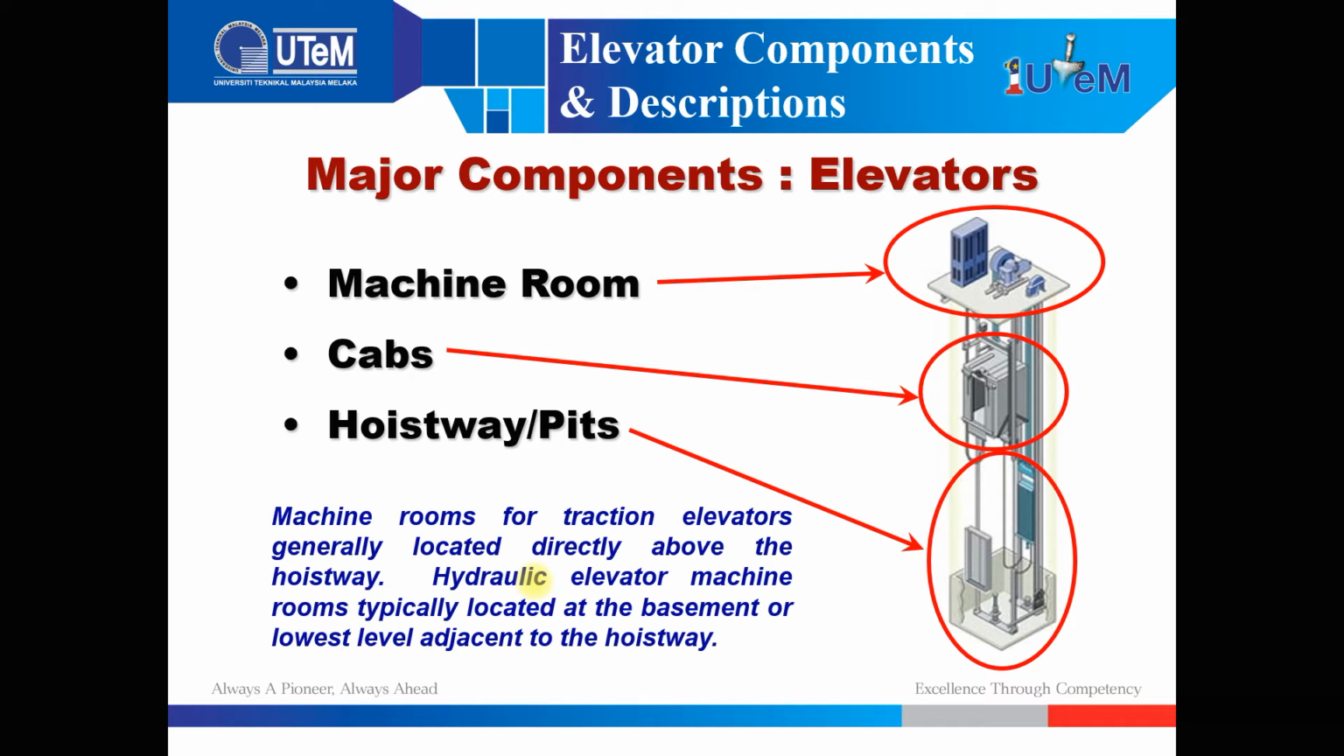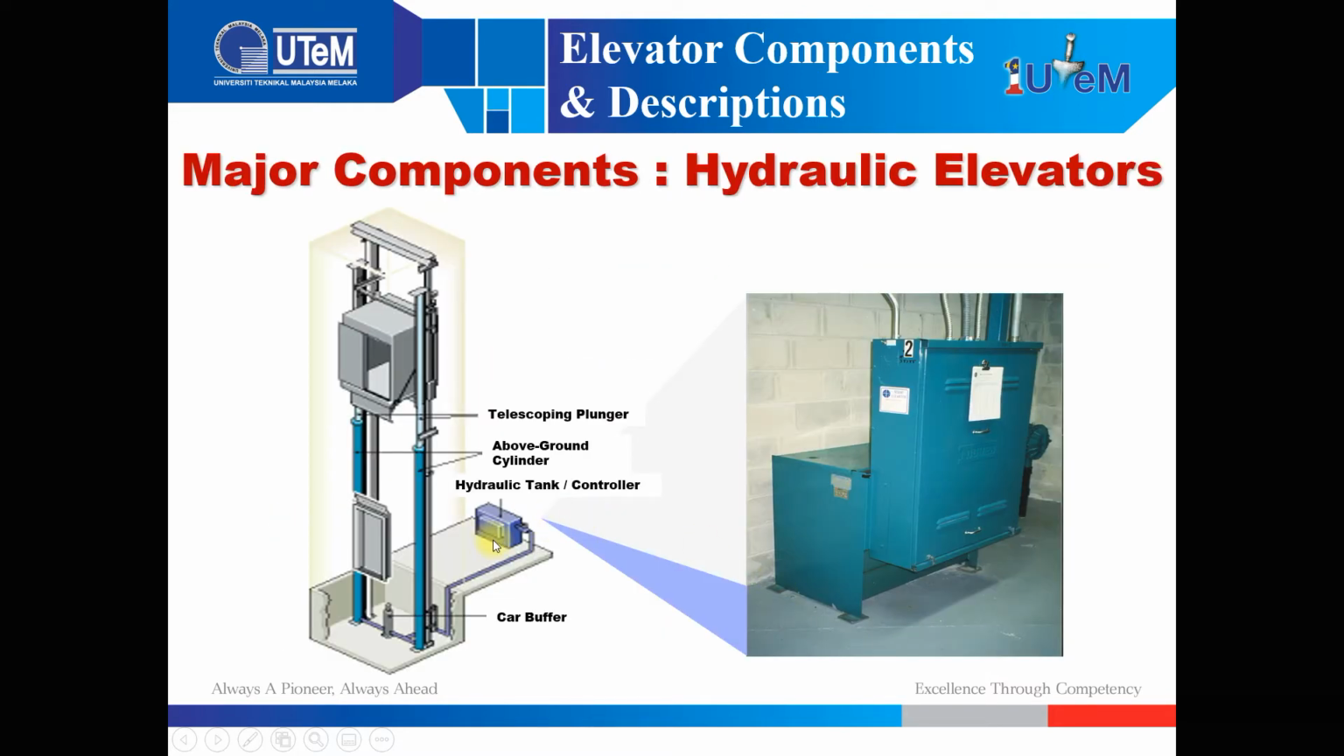Okay, machine room for traction elevators. Okay, traction elevator type generally located directly above the hoistway. Okay, but for the hydraulic elevator type, the machine room typically located at the basement of the lowest level adjacent to the hoistway. So means dalam gambar rajah yang ditunjukkan di sini, ini adalah contoh untuk traction elevator type, di mana dia punya machine roomnya berada di atas. Okay, untuk hydraulic elevator, dia punya machine roomnya berada di bawah. Okay, macam ni. Okay, ini contoh hydraulic elevator punya machine room, di mana hydraulic tank dia berada di bawah lah.